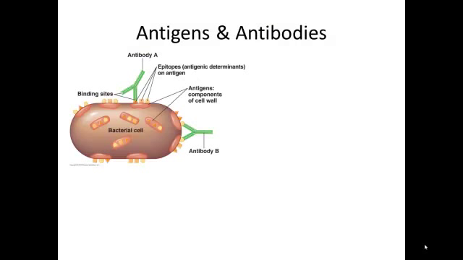Antibodies are produced by B cells, and they attach specifically to antigens. Antigens are anything that an antibody attaches to. For the purposes of this class, we can think of them as being proteins that are on the outside or are a part of a pathogen, a bacterial cell, a fungus, etc. Now, most antigens are proteins.